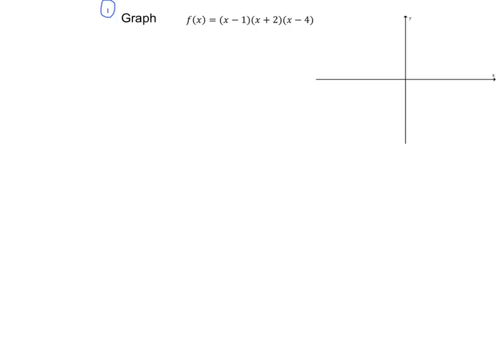Okay, all right, and actually I'm going to have you start. I'm going to ask you to find the zeros of the function. So go ahead and do that. Start by finding the zeros of this function. Pause and do that. All right, welcome back.